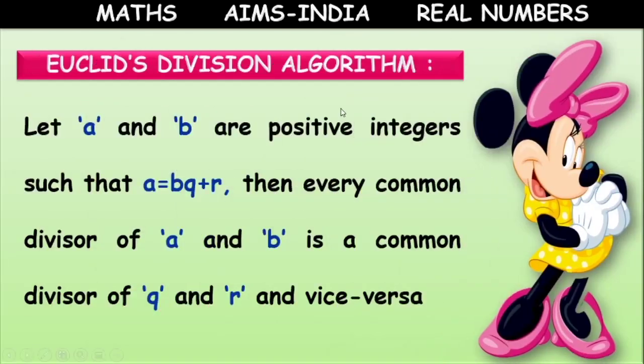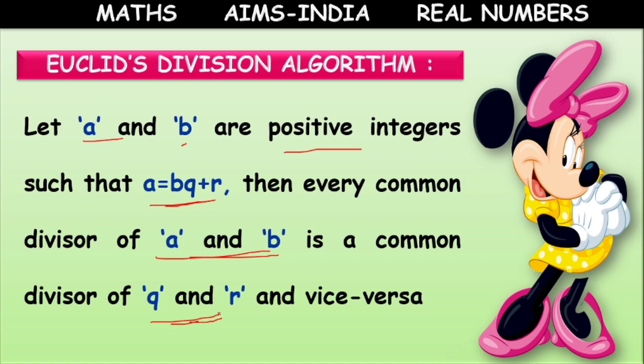According to this, if A and B are two positive integers such that A equals BQ plus R, then every common divisor of A and B is also a common divisor of Q and R, and vice versa, meaning in the reverse process.